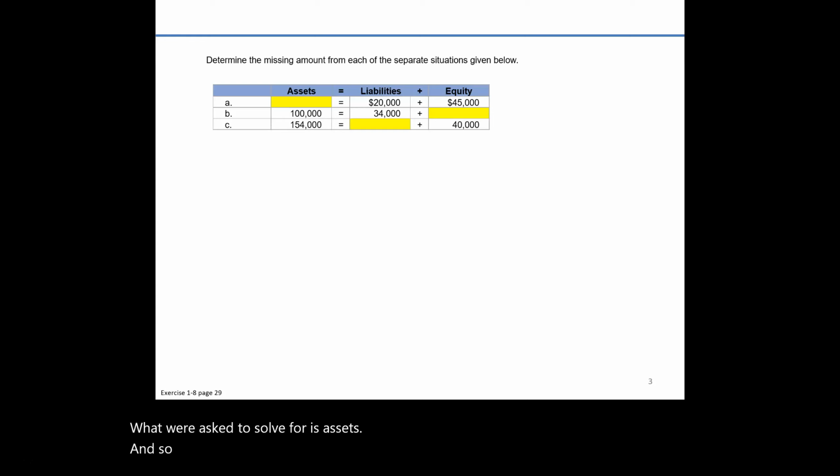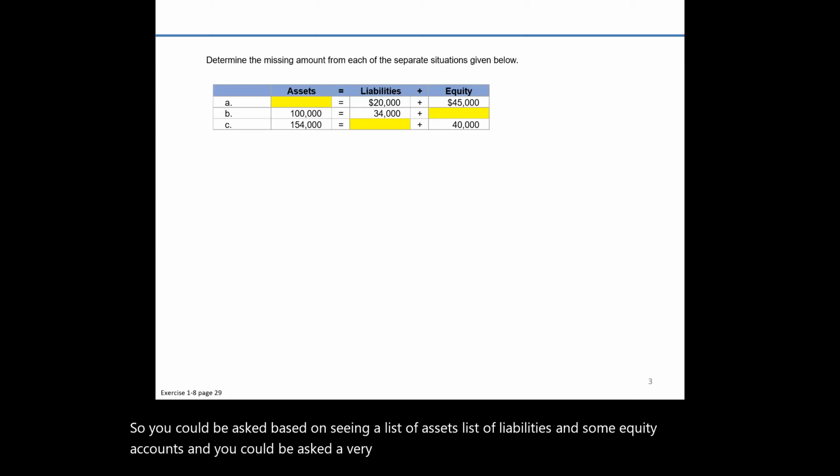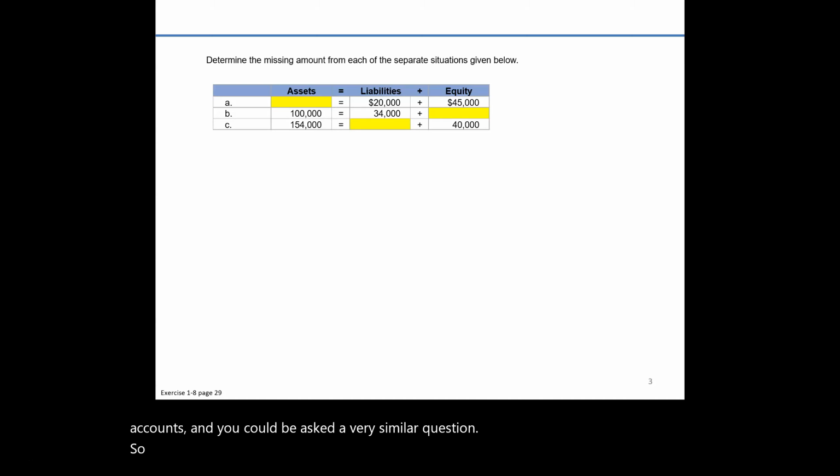And so in this case, we just add the liabilities plus the equity, and we end up with $65,000 in total assets. Now keep in mind that you could be asked to solve problems that drill down into each of these elements. So you could be asked, based on seeing a list of assets, a list of liabilities, and some equity accounts, a very similar question. So it's important that you remember which accounts line up under each of these elements.